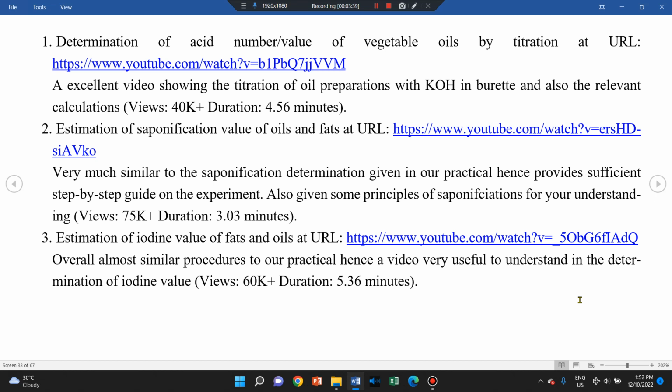Normally, I select videos which have a high number of views because that is a way to gauge that they are good videos for you to watch as well. And then the third one is on the iodine value. Okay, so it is quite thorough in terms of you observing certain videos to have a prior picture or idea of what you plan to do in the lab itself. So I hope you actually view the videos before coming to the lab.